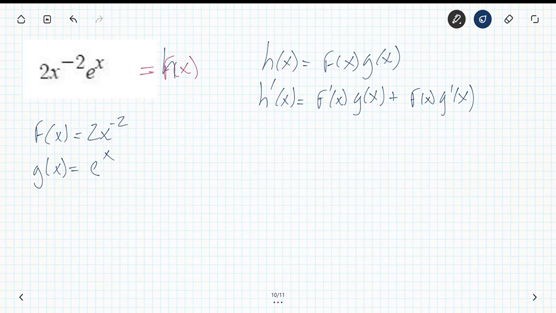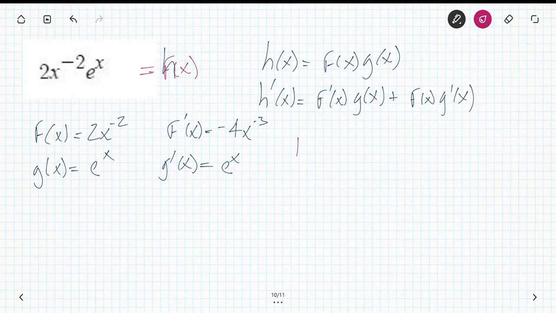Okay, so now let's find the derivative of f of x, and the derivative of f of x is going to be negative 4x to the negative 3. Okay, so basically you have that original exponent, right? So multiply it times the constant, and then subtract 1 from the exponent, and that's how we got that f prime. Okay, so then g prime of x, what is the derivative of e to the x? The same thing, e to the x. Okay, so now we just put it into our derivative rule.